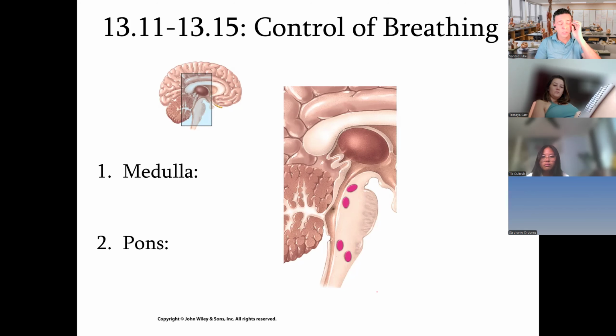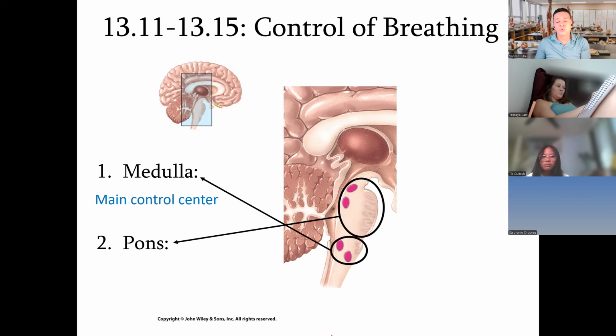Okay? It's both involuntary and voluntary, right? And in the brain stem, right there in the pons and the medulla oblongata, we have a control center for breathing. Because our breathing is also going to be affected by other factors in our body. Our breathing is going to be affected by the levels of CO2, the levels of oxygen, the pH of our blood, and our level of activity.